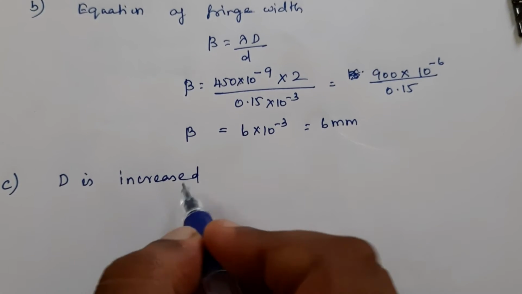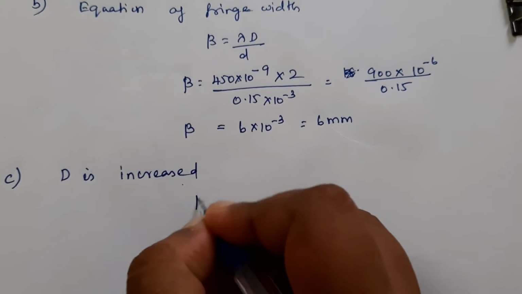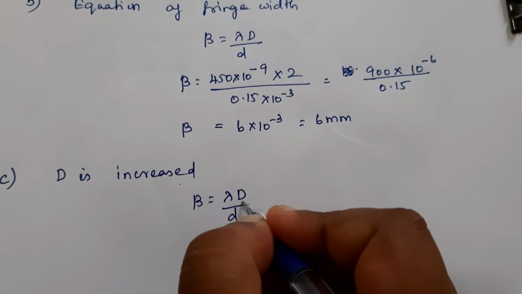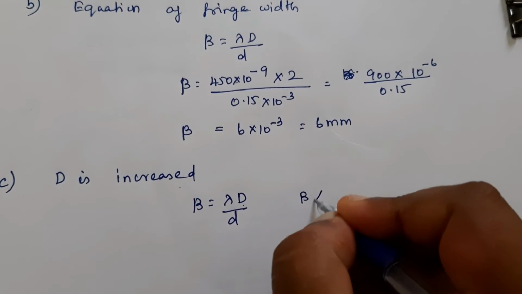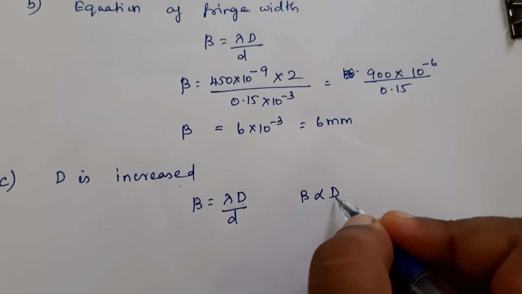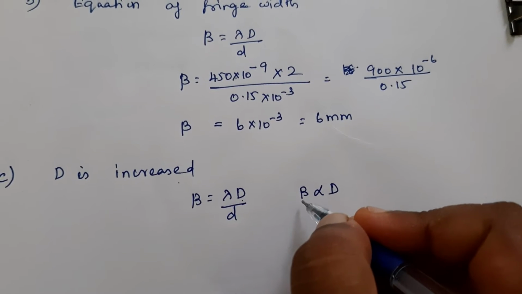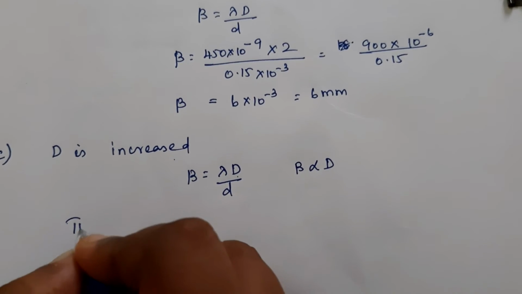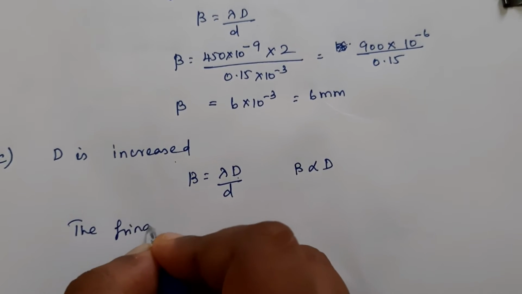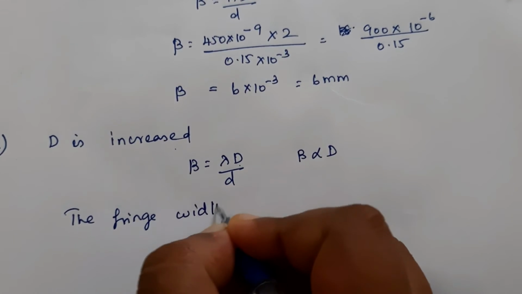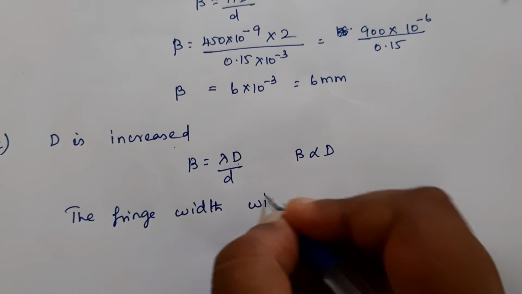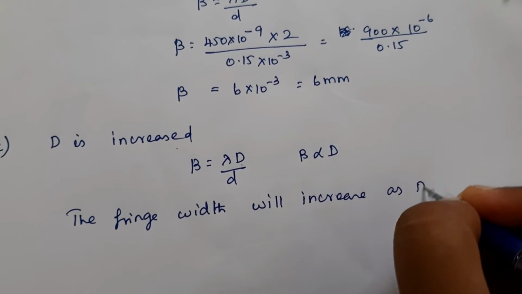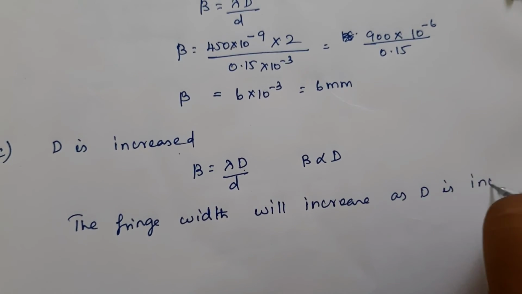So what will happen if D is increased? So here beta is equal to lambda D by d. So what is the relationship between beta and D? Beta is proportional to D. So as D increases, the fringe width will also increase. So what we can write: the fringe width will increase as D is increased.